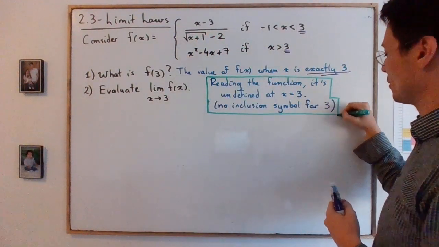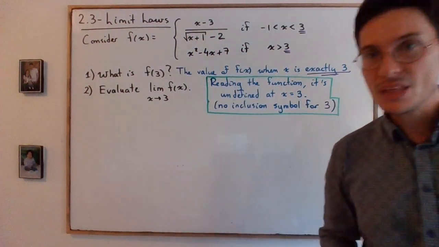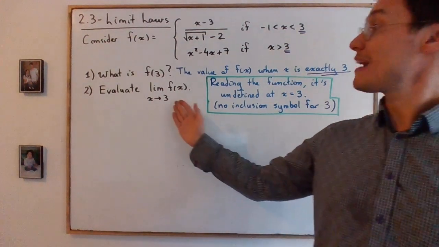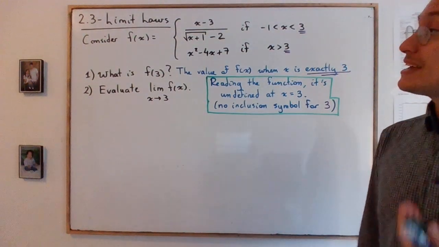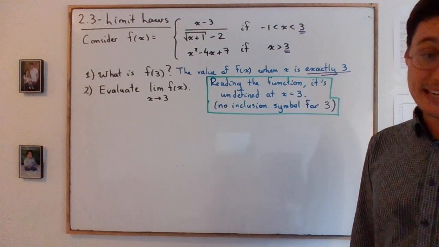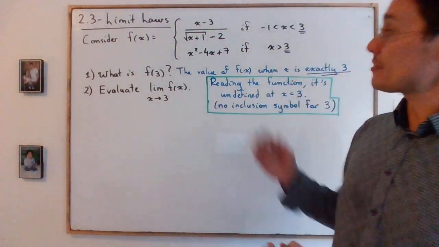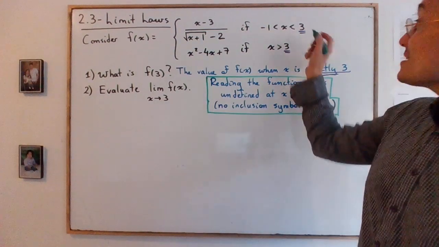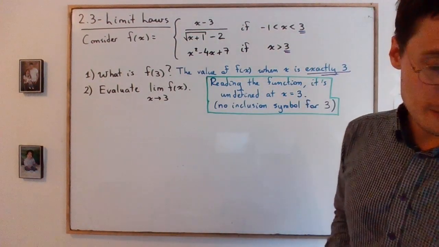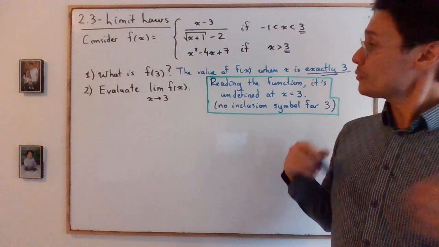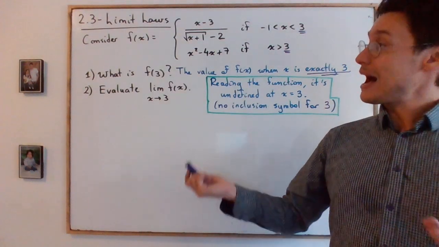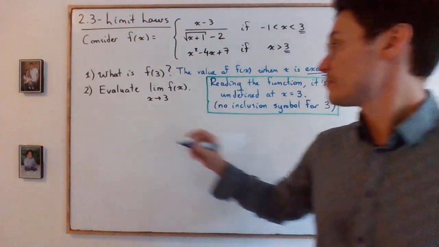So this is the answer. Actually, I'm going to include a little bit of the explanation. But now we would like to evaluate the limit as x is approaching 3 of f of x. And as you can see, again from the function, because it's a junction value, the formula to use depends on how x is approaching 3.